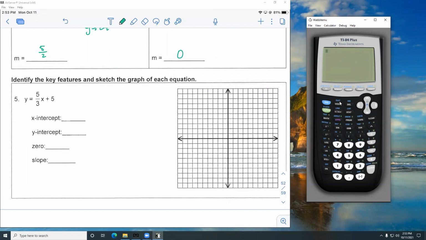Identify the key features and sketch the graph of each equation. All right. So the first thing they want is the x-intercept, the y-intercept, the zero, and the slope.